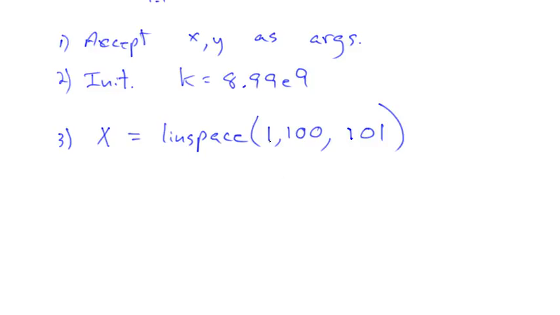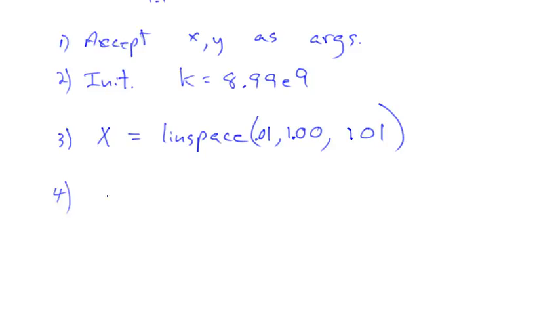I think I'll put everything in meters right off the bat. So from 0.01 to 1, 101 values evenly spaced from 0.01 to 1. I'm not sure that decimal point is in just the right spot to make it look like 1.00. Okay, now it does.